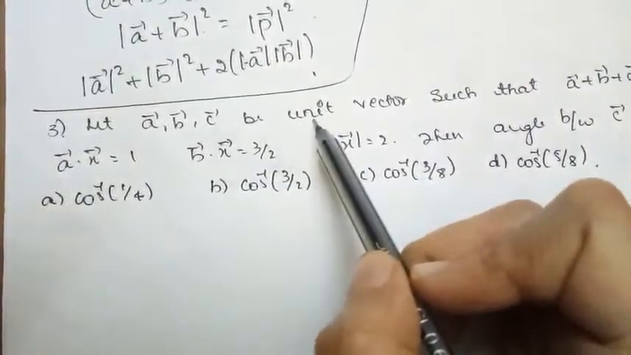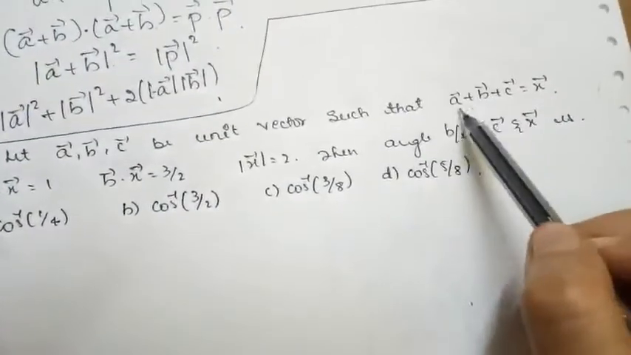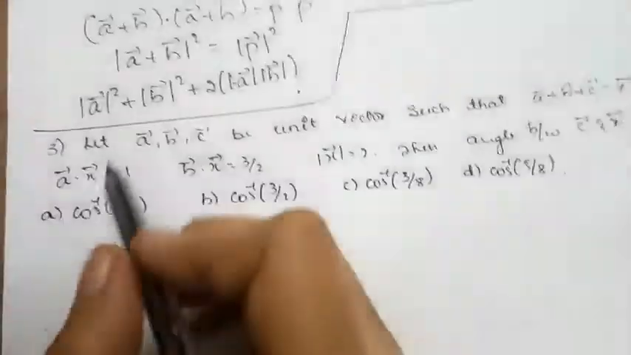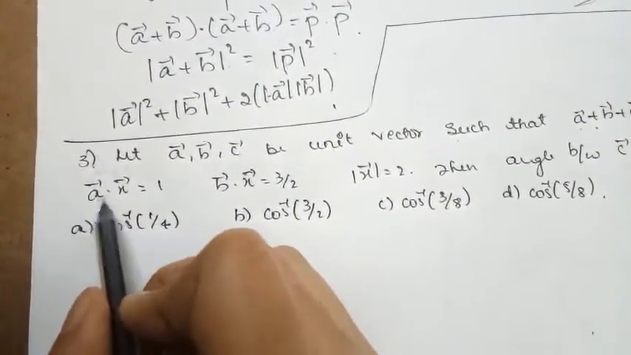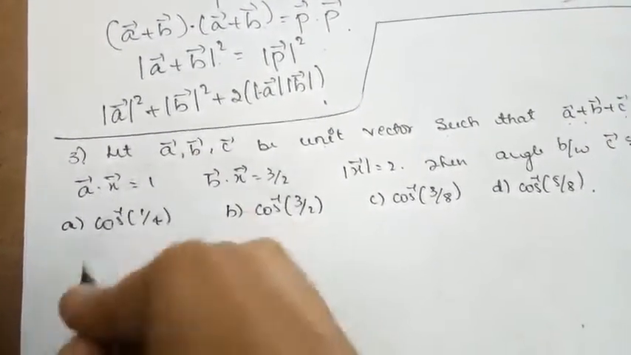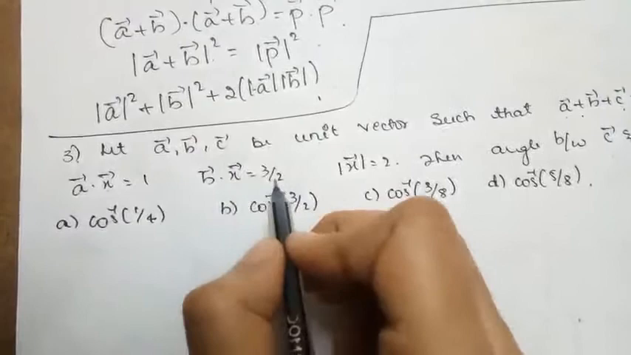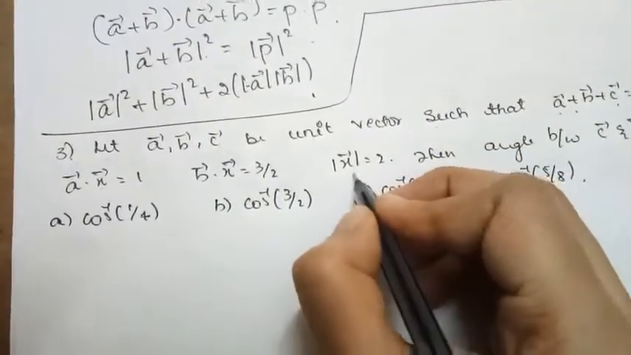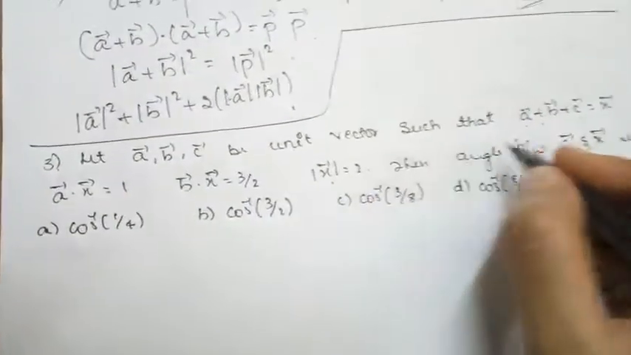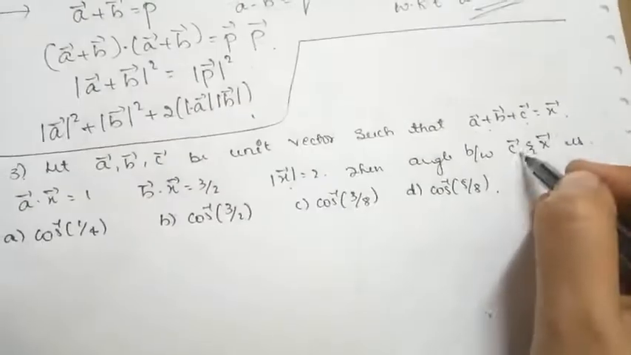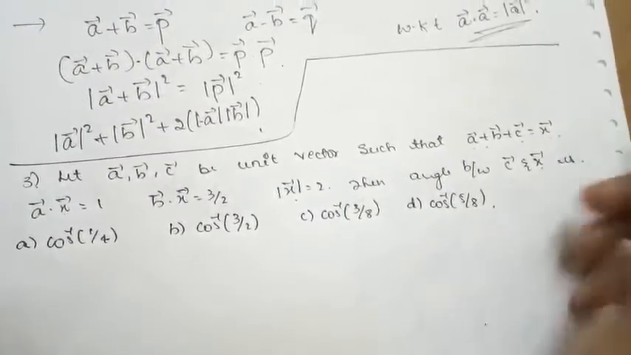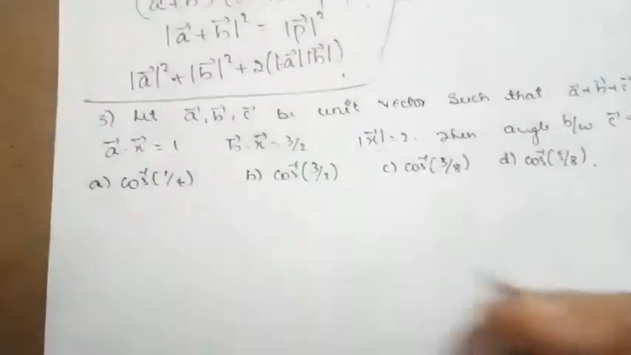So let us move to the next question. Let vector A, vector B, vector C be unit vectors such that the sum of the three vectors is equal to x, and the dot product of vector A dot vector x is equal to 1, vector B dot vector x is equal to 3 by 2, and the magnitude of vector x is 2. We need to find the angle between vector C and vector x, and they have given us the 4 options also.